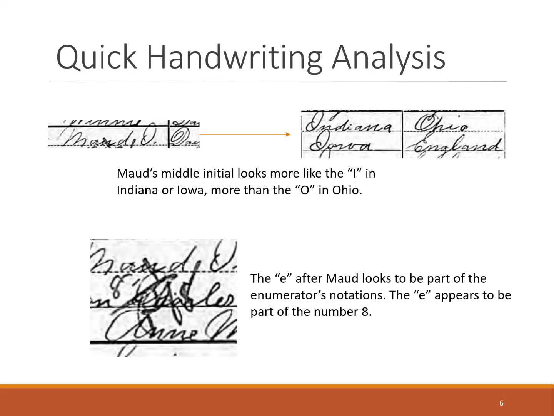Now, look at the E after mod. You have to really look at everything around here. And what you can see is that the enumerator does some markings to do their counts. And you see even on the U, it looks like a number 1 on there. And this looks like a number 8 with a huge tail. And if you really look at it, it doesn't. It's two different handwritings. And there is no E at the end of mod, M-A-U-D.